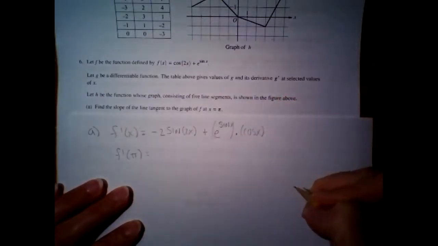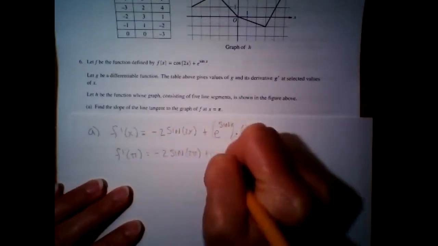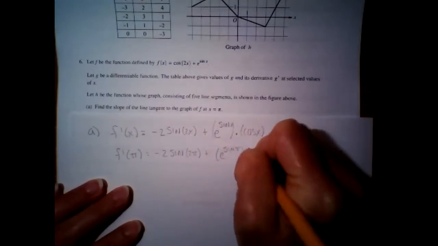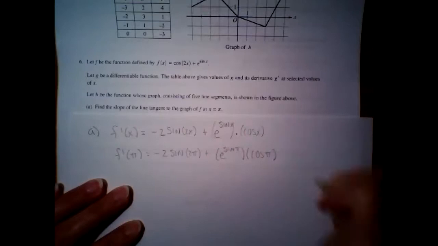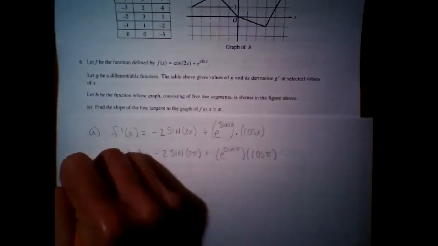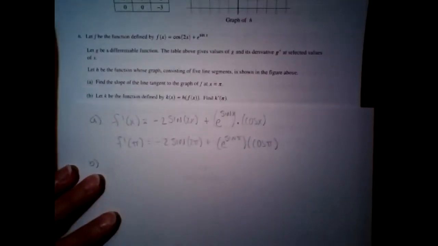All right, and then we're going to plug in pi. Now for free response, you do not need to simplify it down. So you can actually just leave it like this. I kind of feel like you should know what sine of pi and cosine of pi are, but they can't fault you for that. So you can just leave it alone. So that's it for part A. Find the derivative, plug in pi.